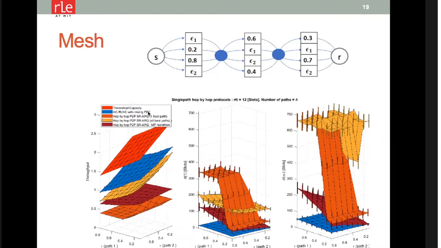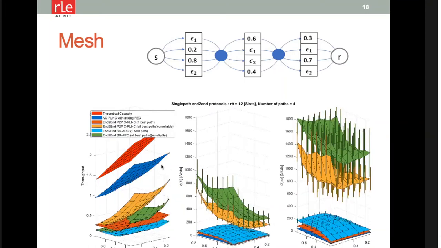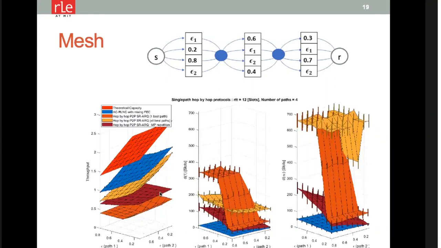Again, here the blue is the random network coding with mixing in intermediate nodes, and what you see is, again, much better behavior. Now, of course, the ARQ is still better than just end-to-end coding, but as you see, the RLNC is the best of all of them.